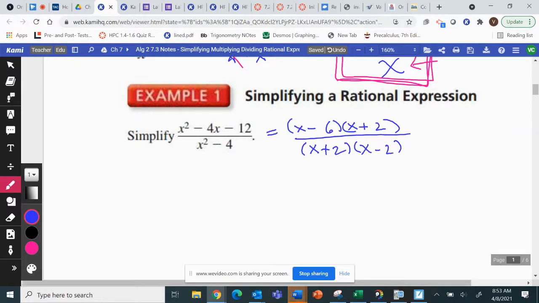Now, are there any factors that are in common on top and bottom? The x plus 2. If I cancel the entire factor, it's okay. So now I have x minus 6 over x minus 2. Can I cross out the x's and make this 3? Why not, Sierra?